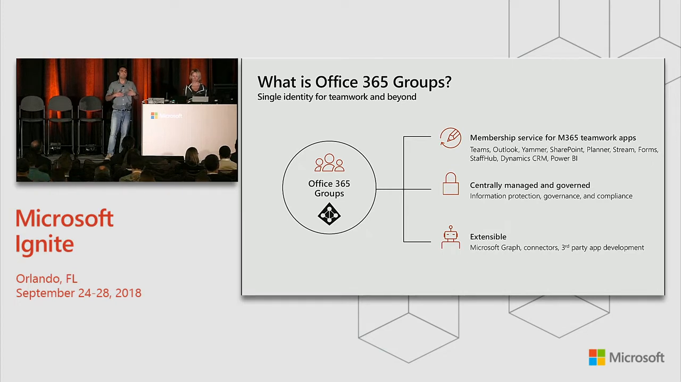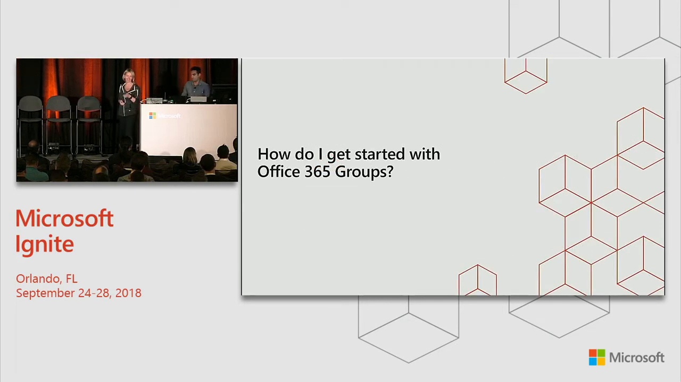Every year we are bringing more and more apps into Office 365 Groups, and the list is growing. Last year we added Stream and Wasabi. There are so many apps that we are going to add to Office 365 Groups. And last, it's extensible. All these group APIs are exposed through MS Graph so that developers can build custom solutions based on their organization's needs. With this, I'll hand over to Martina to tell you how you can get started with Office 365 Groups.